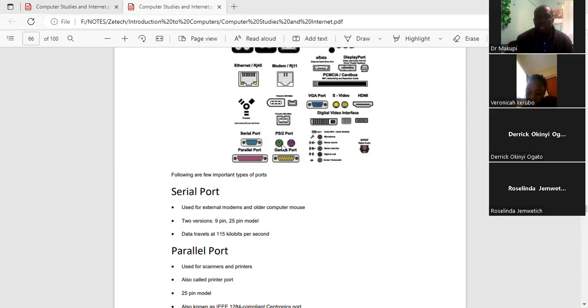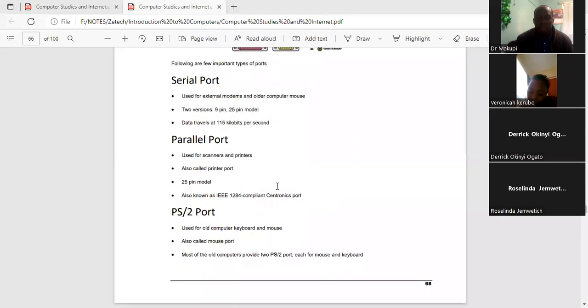And that was one of the key drawbacks of these kinds of serial ports. It came in two versions, 9-pin and 25-pin model. Normally, in this serial port, data travels at 115 KB per second. And when I discuss the ports, you should be able to know the speed at which data travels, or the representation of those particular ports in terms of pins or connection points.